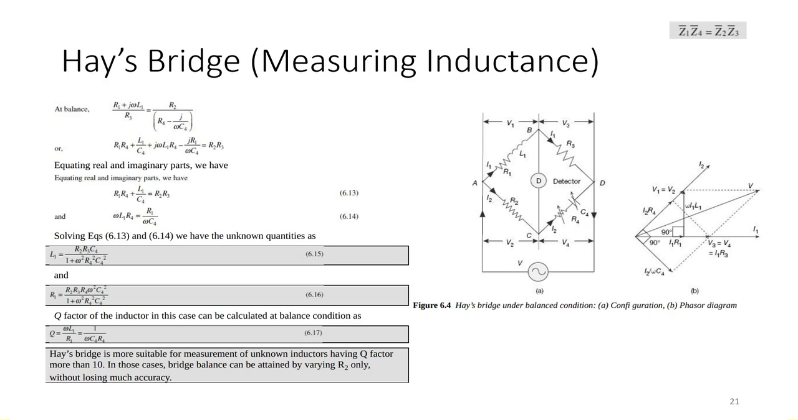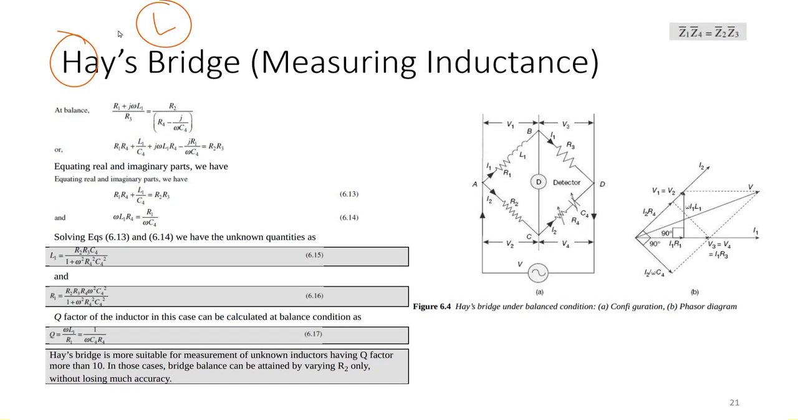Now coming towards the Hay bridge. Hay bridge can be remembered as Henry's bridge because it measures inductances. The procedure is the same, but the structure is different. We have the same branch as this one, but we want to calculate L now. In this bridge we have a variable capacitance in series with it. In the previous one it was in parallel, and in this it is in series.